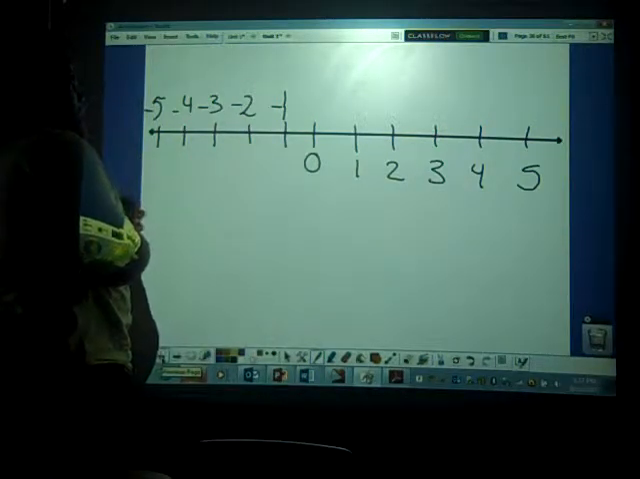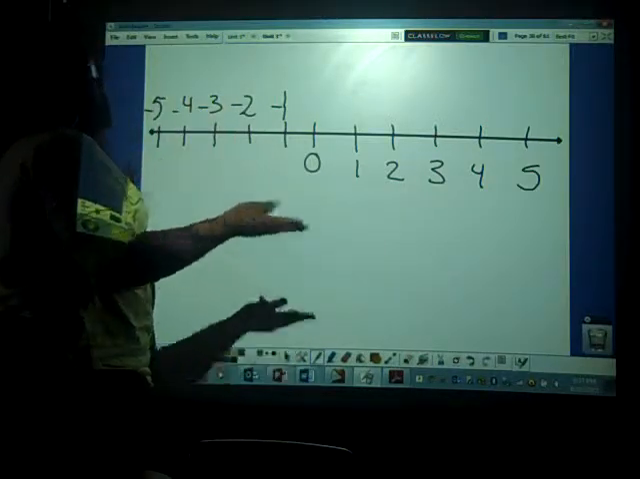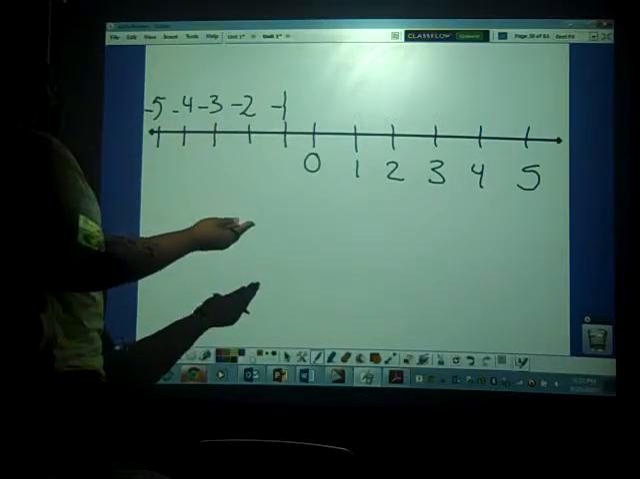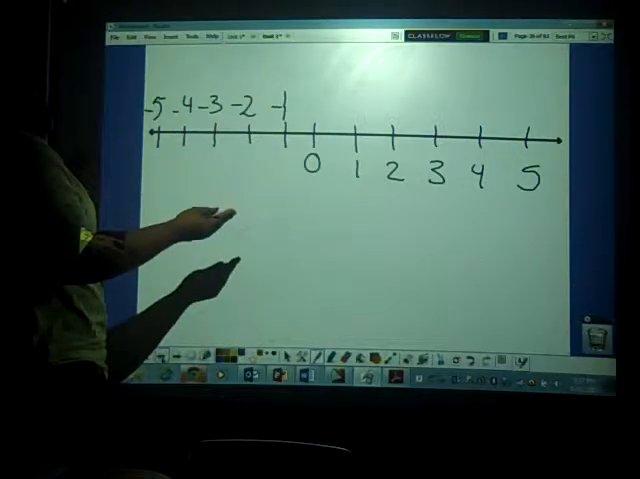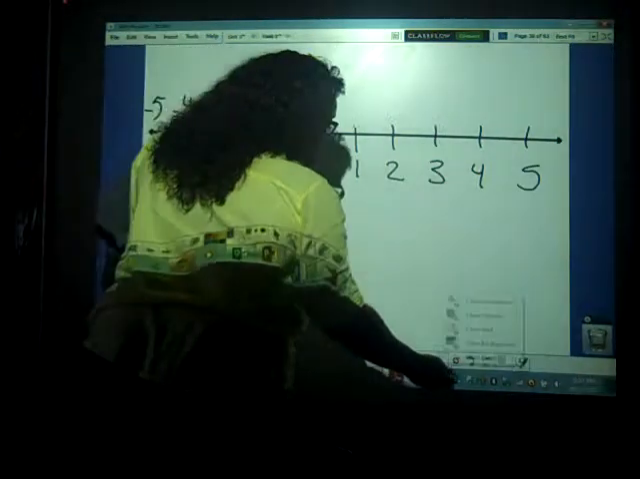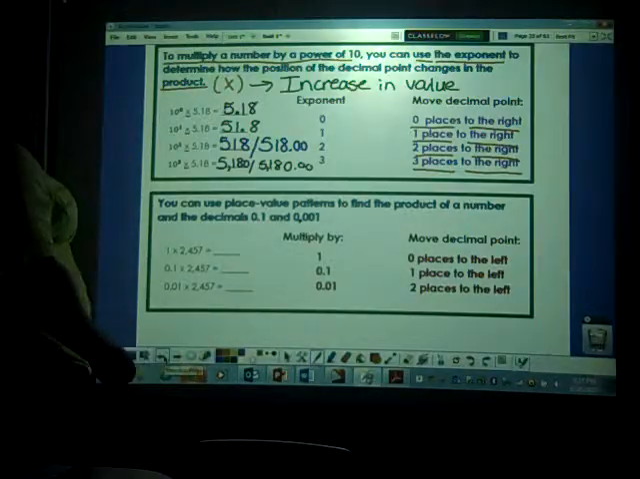So that's just something that I've always thought of when moving my decimal points from left to right. My multiplication tells me that I'm going to have a value that is going to increase. And when I'm dividing or using decimal points, that's going to let me know to move my decimal point to the left to show that my value is decreasing. So that's just a little something I've kept in my mind.